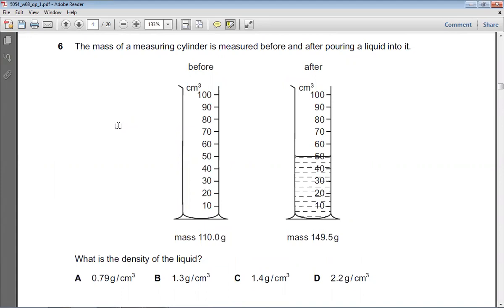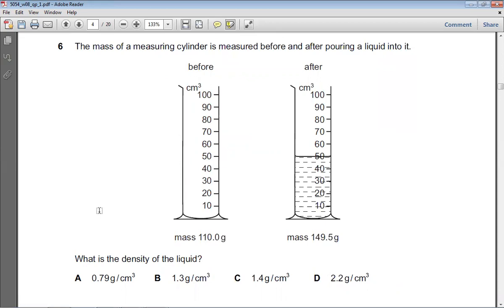The mass of a measuring cylinder is measured before and after pouring a liquid into it. Before, when there was only the measuring cylinder, with no liquid in it, the mass is 110 gram. Then you pour the liquid in, and now the mass is 149.5 gram. The volume of the liquid from the measuring cylinder is 50 centimeter cube. What is the density of the liquid?